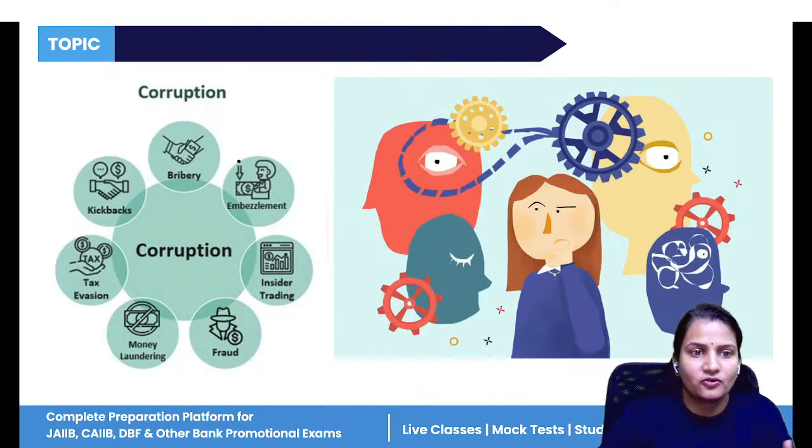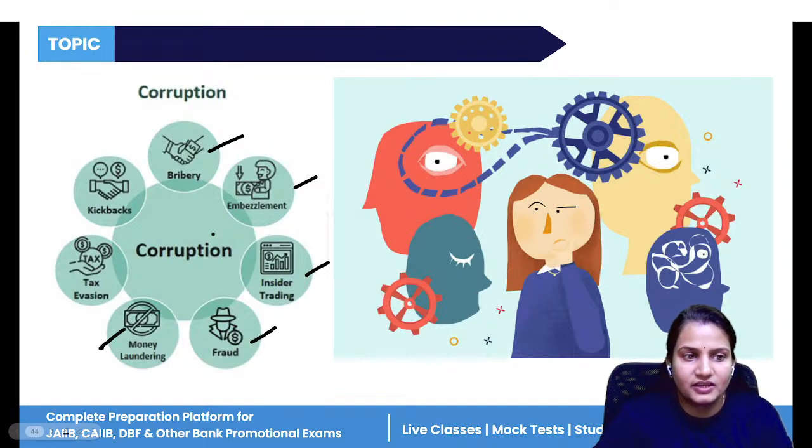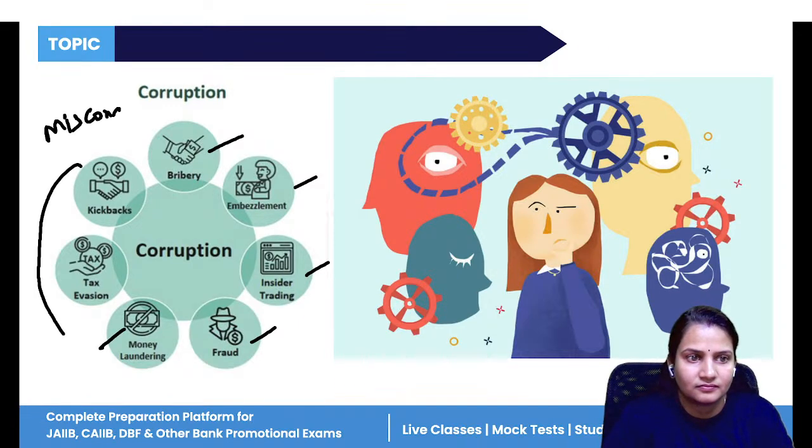Okay, so with a whistleblower, it could be any bribery I have seen, embezzlement, insider trading, fraud, money laundering. So these are all examples of the misconduct seen by the whistleblower.